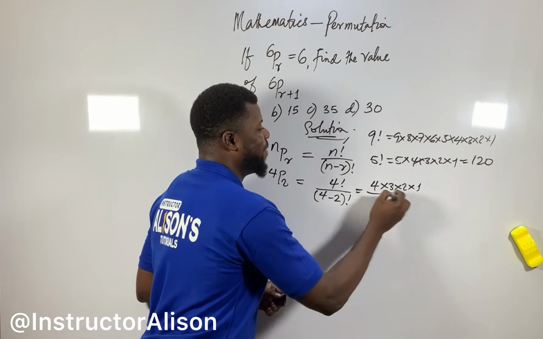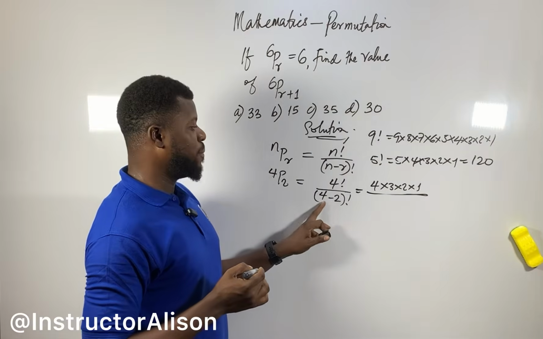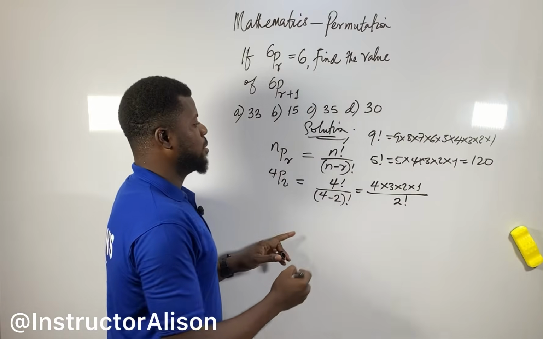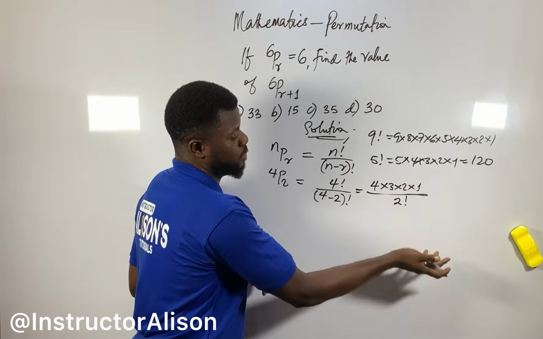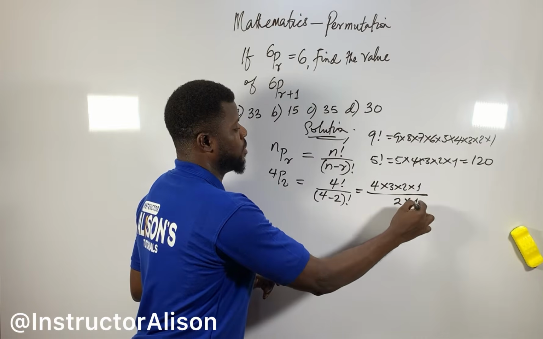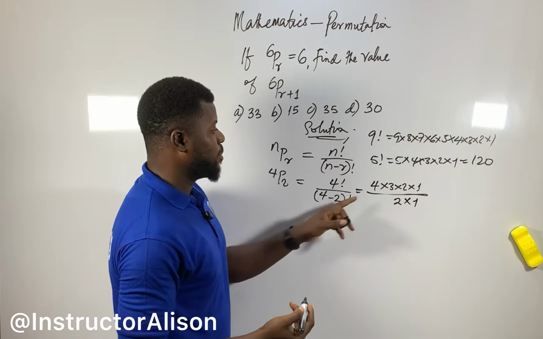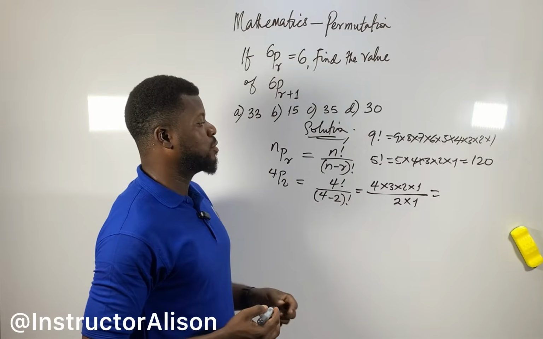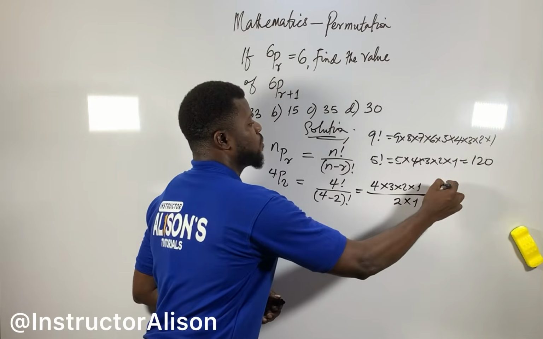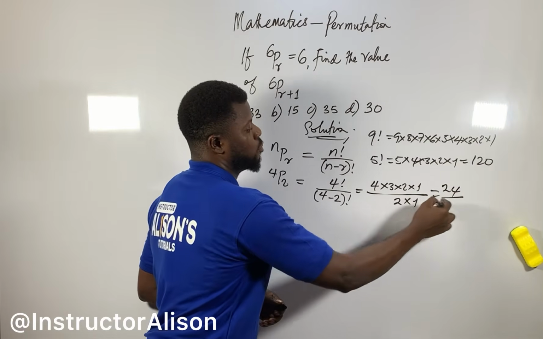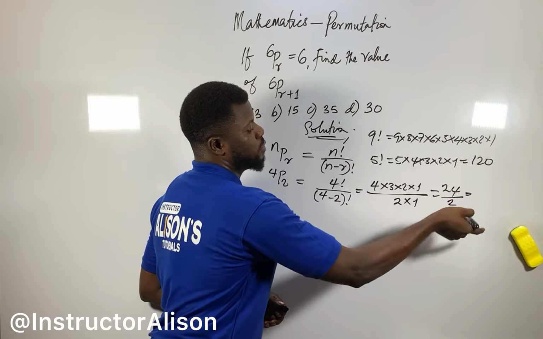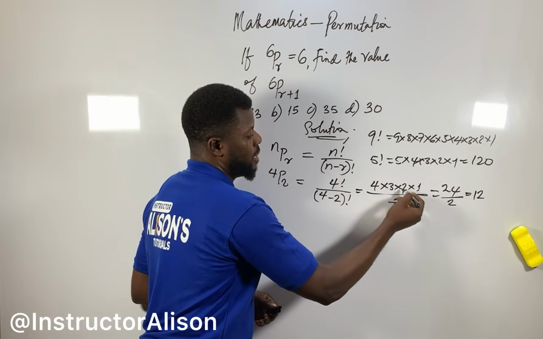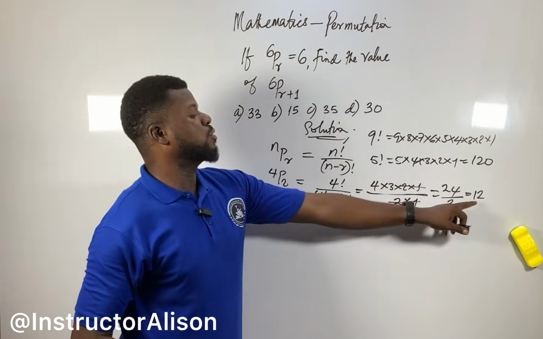All over 4 minus 2, which is 2, so we have 2 factorial. 2 factorial means 2 times 1. So it looks like this. I am following the long road first, because I will show you the short road too. 4 times 3 is 12, times 2 is 24. 24 over 2 times 1, which is 2, gives us 12. Even if you cancel from here and here, 4 times 3 will give you 12.